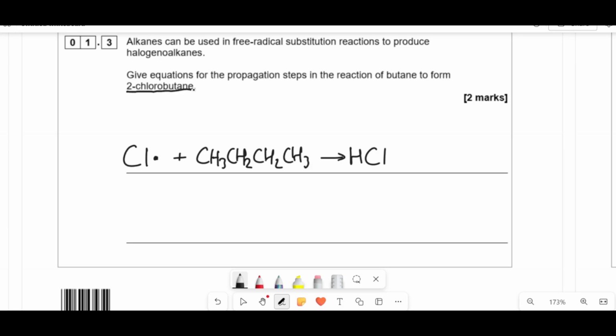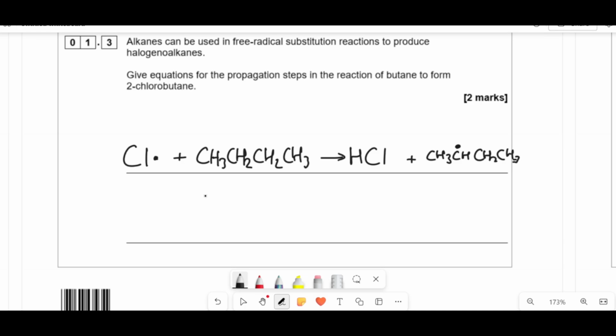Because it's 2-chlorobutane, we need to put that radical on the second carbon. So what you end up having is this CH3 CH, this has lost an H now, with a radical on this carbon because it's missing it, CH2, CH3. Lots of people just didn't do that, or they just kind of put it at the end, or they just didn't know where to put it and just kind of hoped for the best and made it very vague.